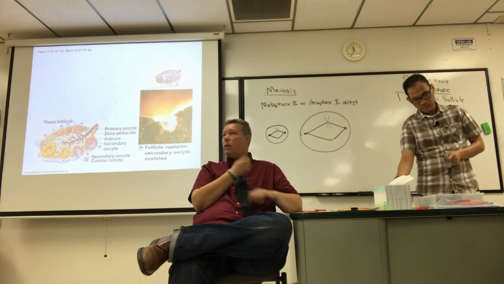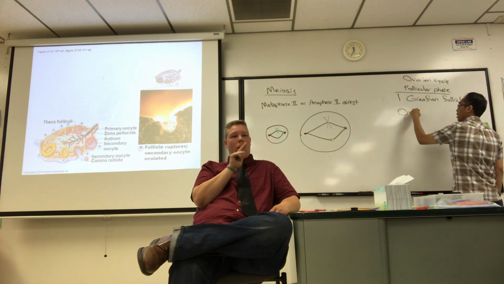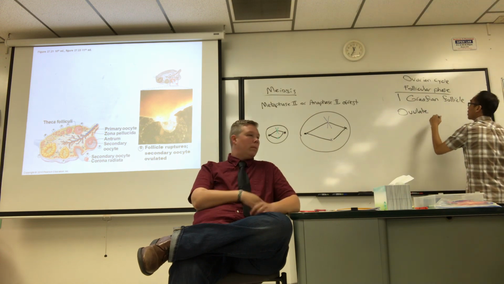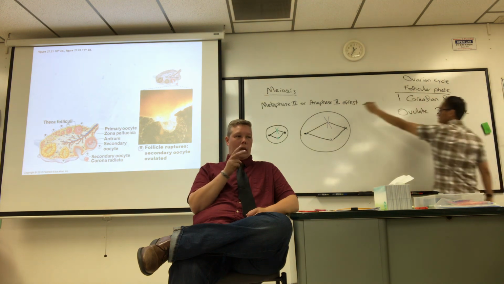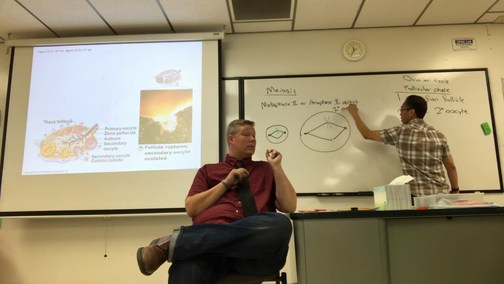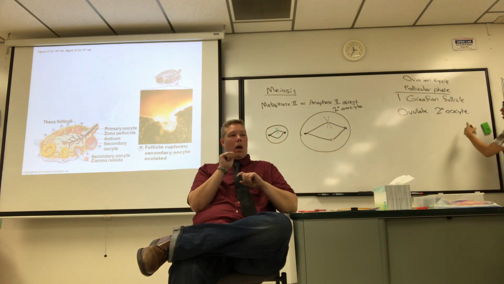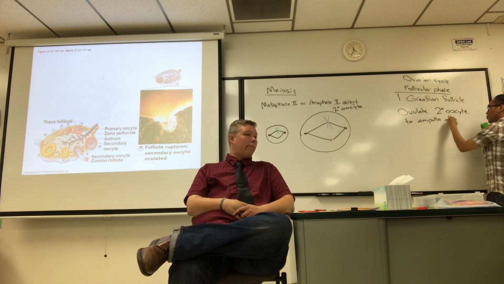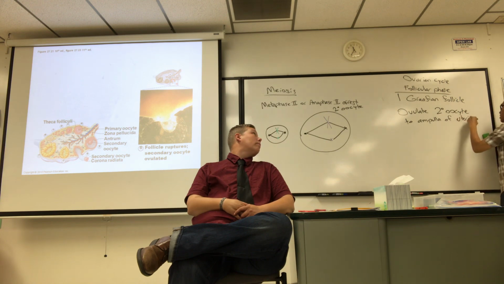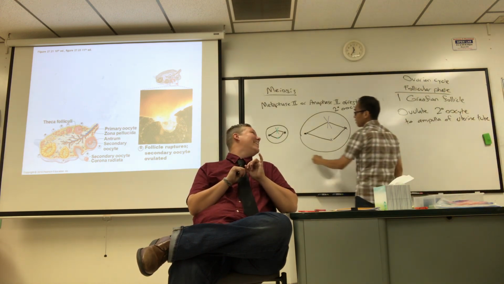Shown here. This is what you ovulate. Okay? Ovulate the secondary oocyte. That's what this is. Secondary oocyte stuck in metaphase 2 arrest. You ovulate it to the ampulla of uterine tube, which is the typical site of fertilization. Okay? So this is what you ovulate.